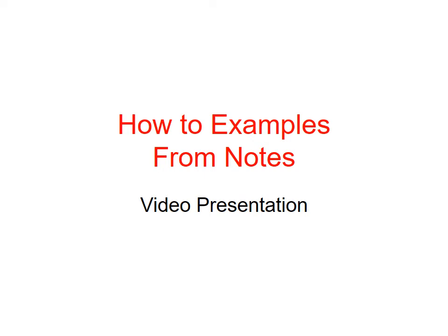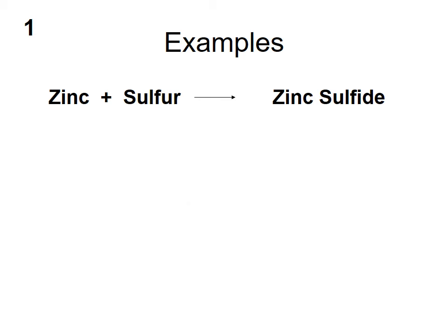Okay, this video is going to show you how to set up and balance a chemical equation. So the steps will be illustrated as I go through it, and you can follow along again. Okay, on this first example, we have an equation that says that we have zinc plus sulfur will give you a compound called zinc sulfide.